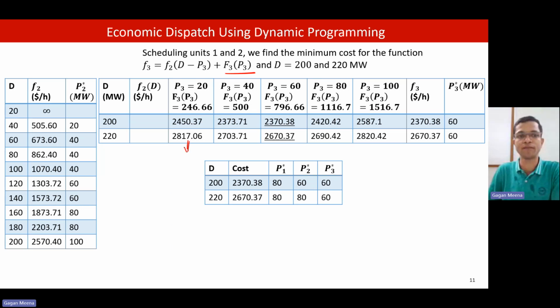Now for 220, P3 is 20 here. Remaining P1 plus P2 has to be 200. So add this cost 2570.40 plus 246.66. Then we get this cost. Similarly, we can do it for 40, 60, 80, and 100. If P3 is 40, then P1 plus P2 has to be 180. Add this and 500. If P3 is 60, then P1 plus P2 has to be 160.